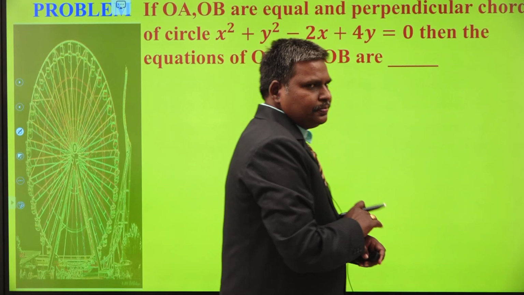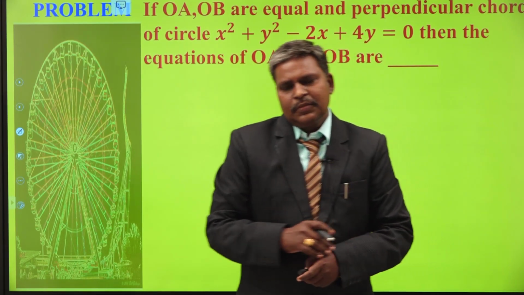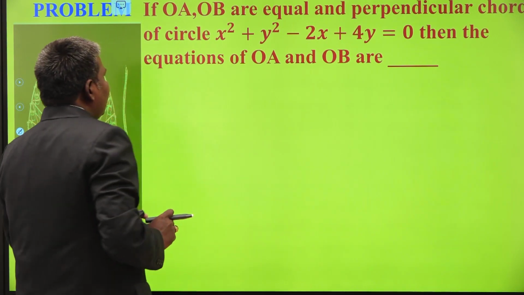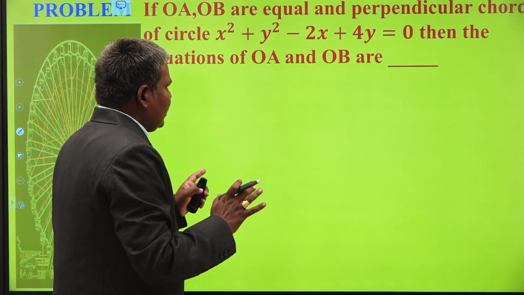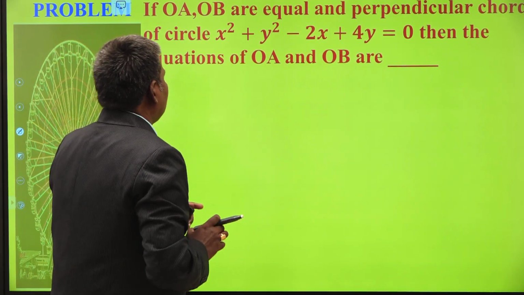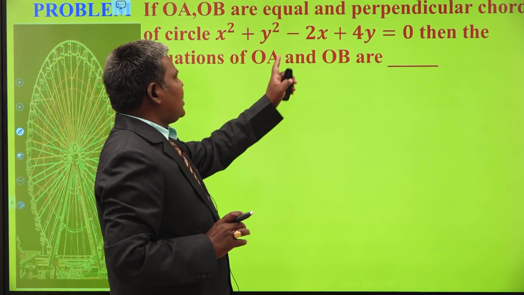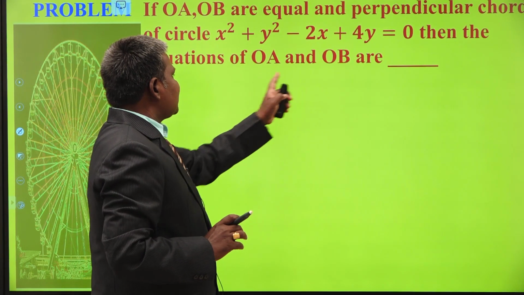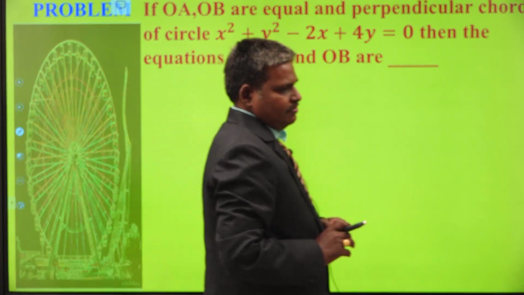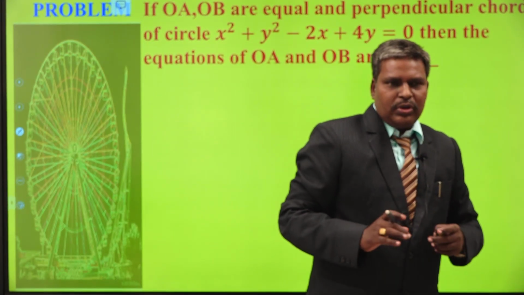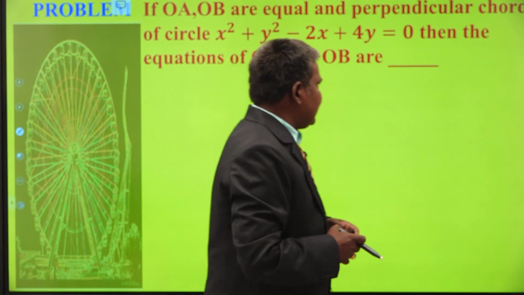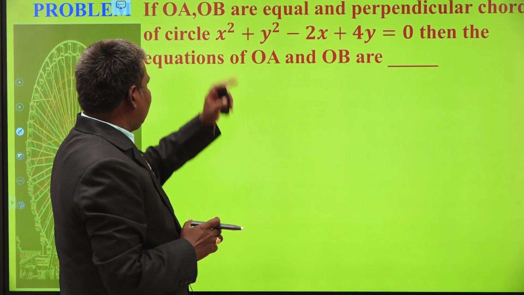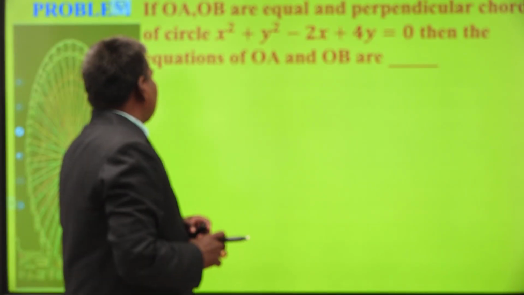This is the problem. Read once again yourself. OA, OB are equal and perpendicular chords of the circle x squared plus y squared minus 2x plus 4y equals 0. Then the equations of OA and OB are what? Very good question. We use the concept we discussed in this problem.